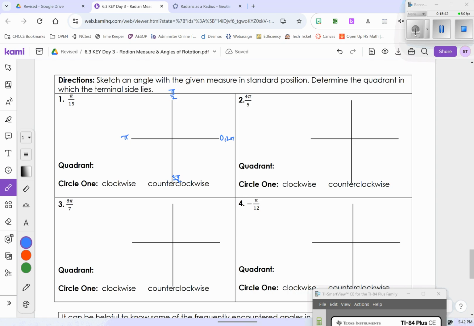So pi over 15, I know is going to be in quadrant 1, but if you are unsure, you can always multiply this by 180 over pi. Your pi's would end up, of course, canceling out here. Then you have 180 divided by 15, which is equal to 12 degrees. So again, quadrant 1.